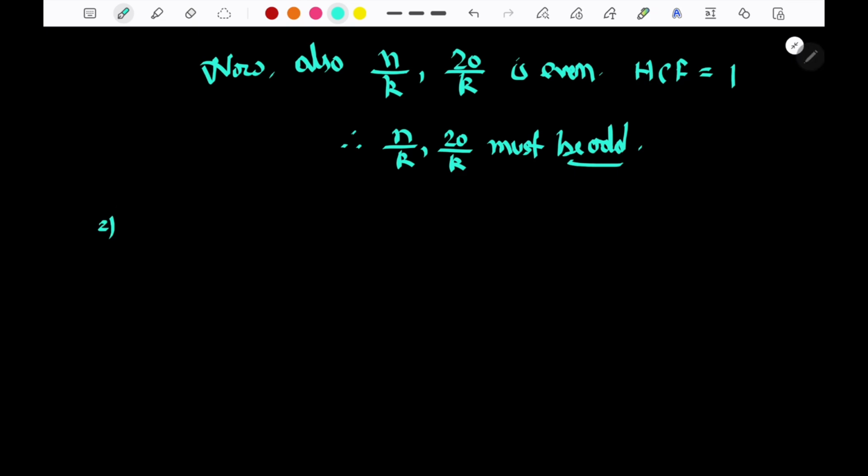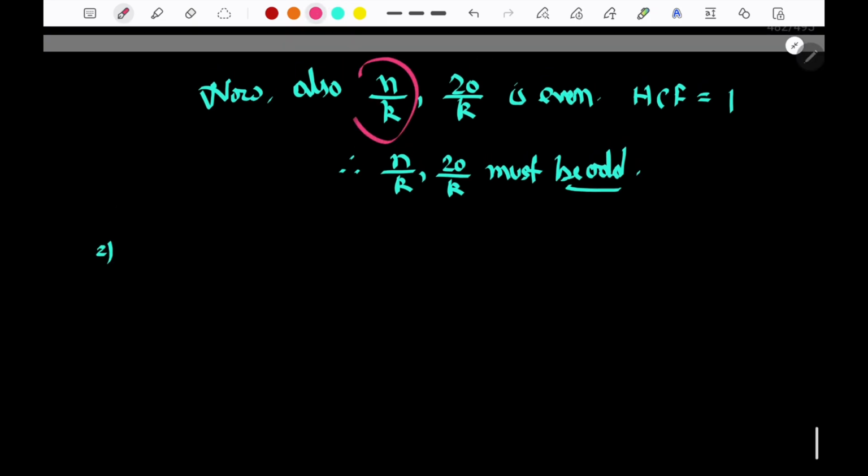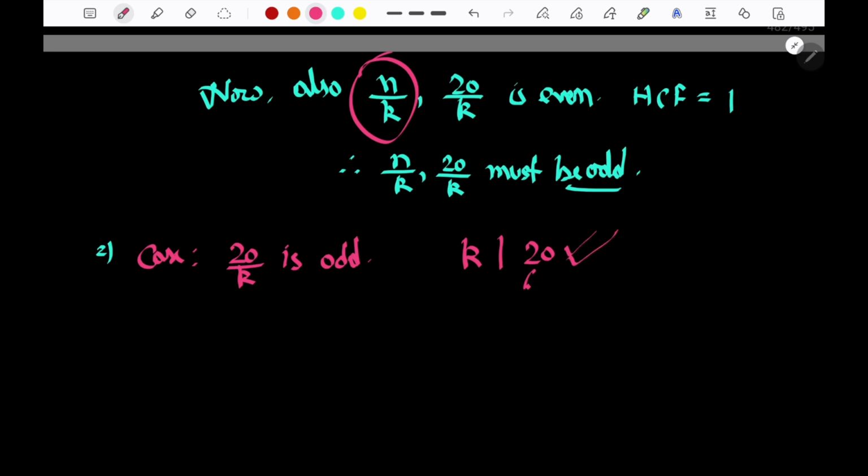So let's see when, because we don't know n, we can go for 20 by k. So case first, 20 by k is odd. Now it means k divides 20 for sure. So what are the prime factors of 20? The prime factors of 20 can be broken down as 2 square into 5. So it means we have to take all the factors of 2, because 20 by k is odd.